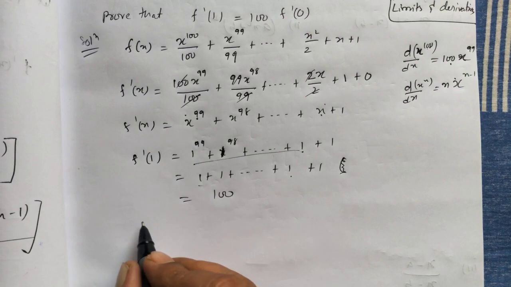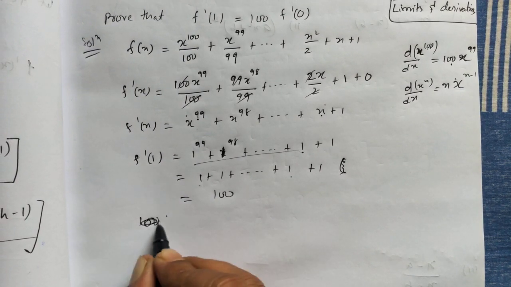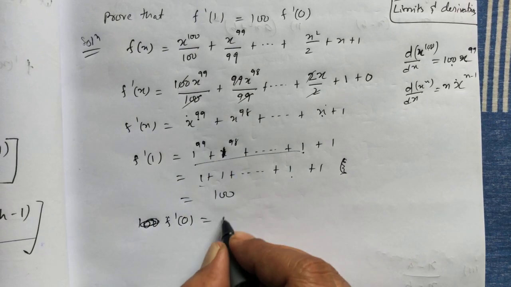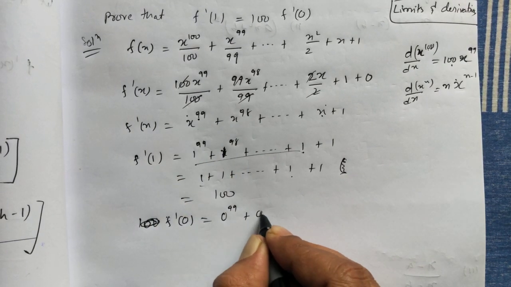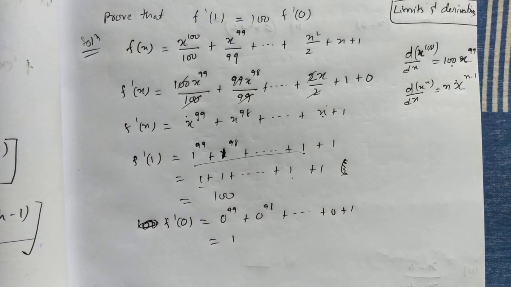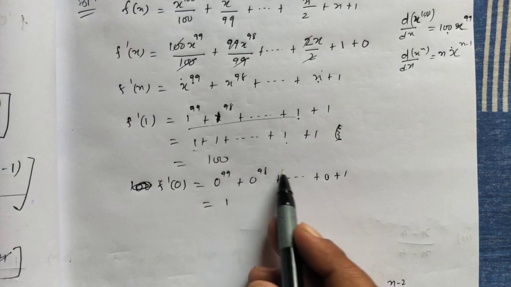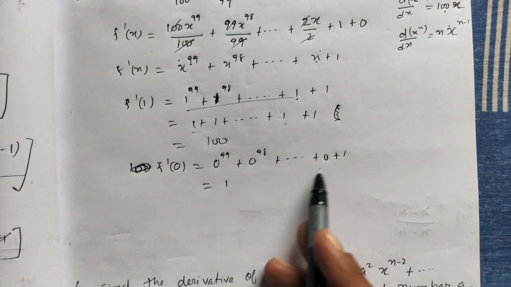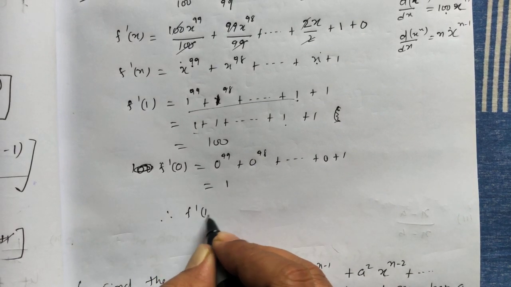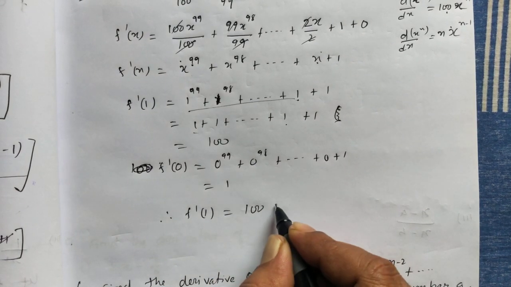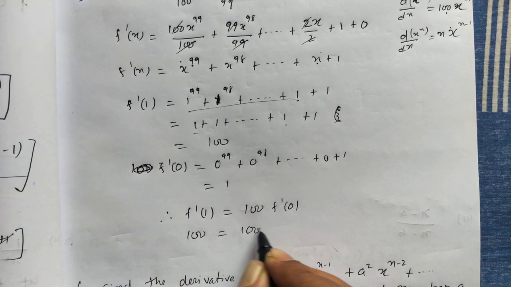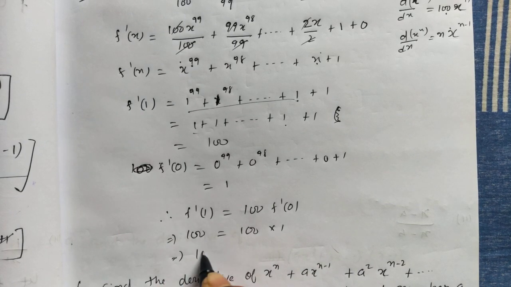Let us find f dash 0. In place of x, you put 0. Any 0 to the power anything is always 0, so you are left with only 1. Therefore we can say that f dash 1 is equal to 100 f dash 0. How? Because this is 100, and this is 100 into 1, so the answer is the same.